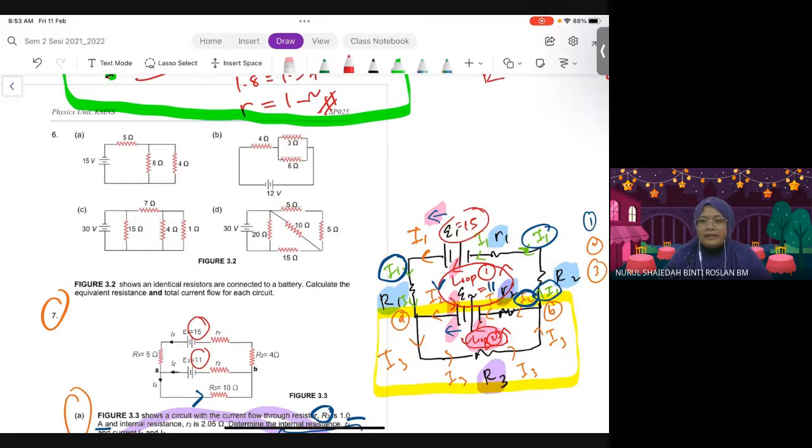Darin ada tak dalam ni? Darin, kapasitor yang awak tunjuk kat saya tu salah. Darin ada Darin? Tak ada Darin. Darin tak ada. Hilang dah. Okay. Kapasitor dia terbalik dengan resistor.